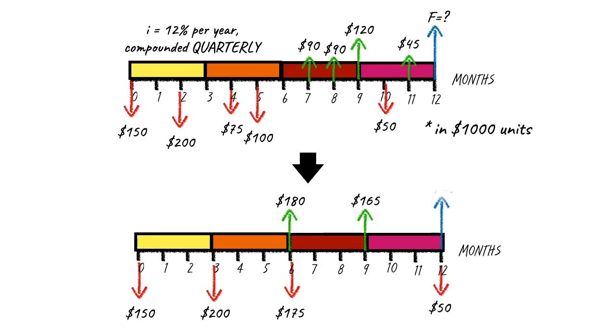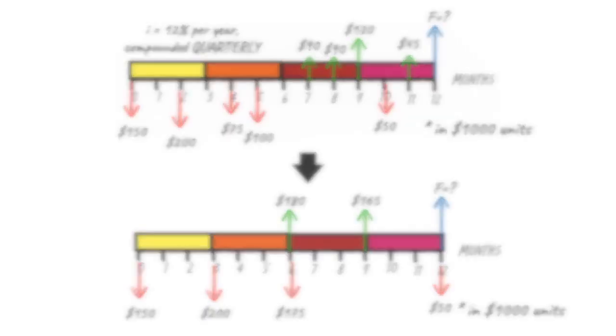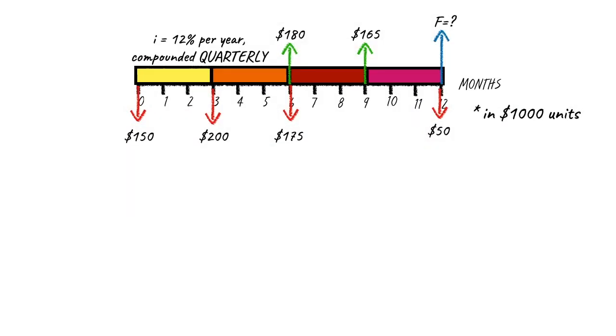Okay, so don't forget, we want to look for the future value, and all this value is in $1,000 unit. So more or less, this looks much more simpler to be solved, kan? Okay, now that our cash flow are simplified, it will be much easier for us to solve this kind of problem. Okay, so you know that the interest rate is 12% for 1 year, which is compounded quarterly.